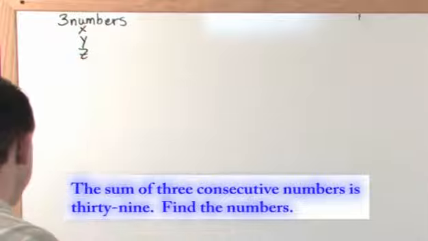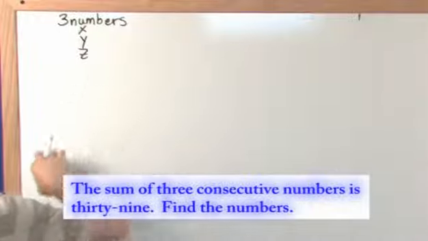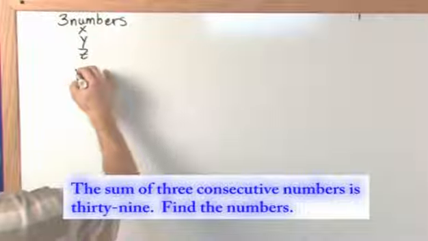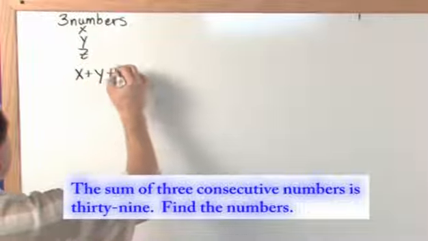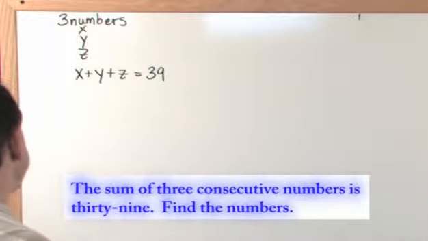Okay, so those are my three numbers. The sum of these numbers, they're consecutive, and we haven't even talked about that yet, but the sum of them is equal to 39. So what that tells you in equation form is x plus y plus z is equal to 39.